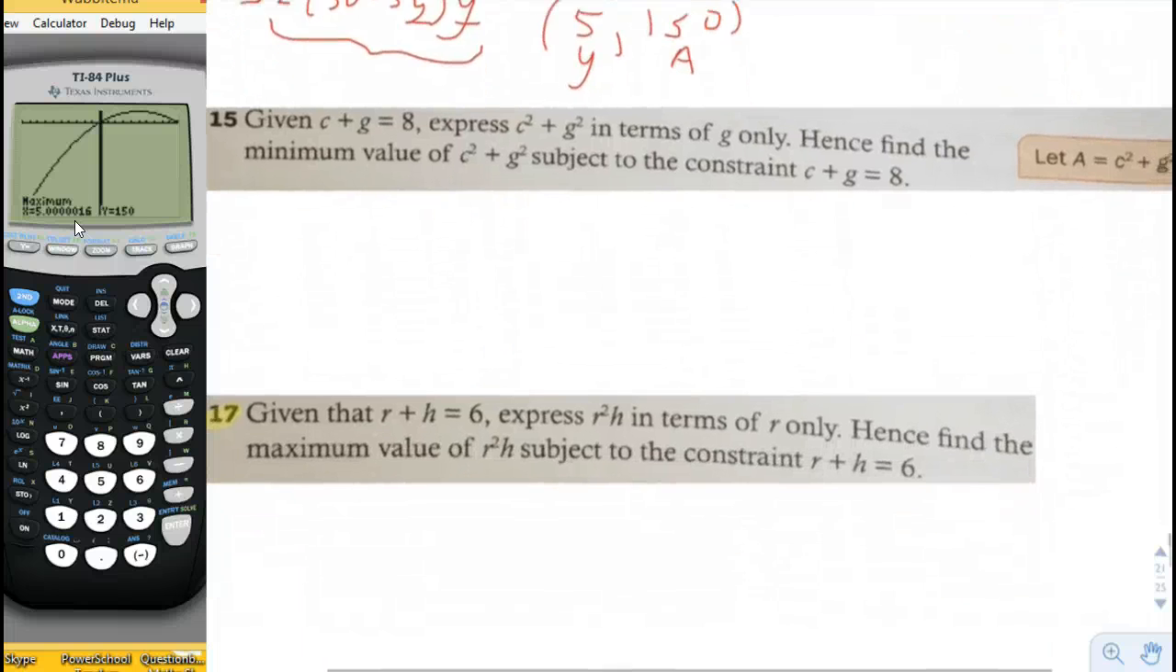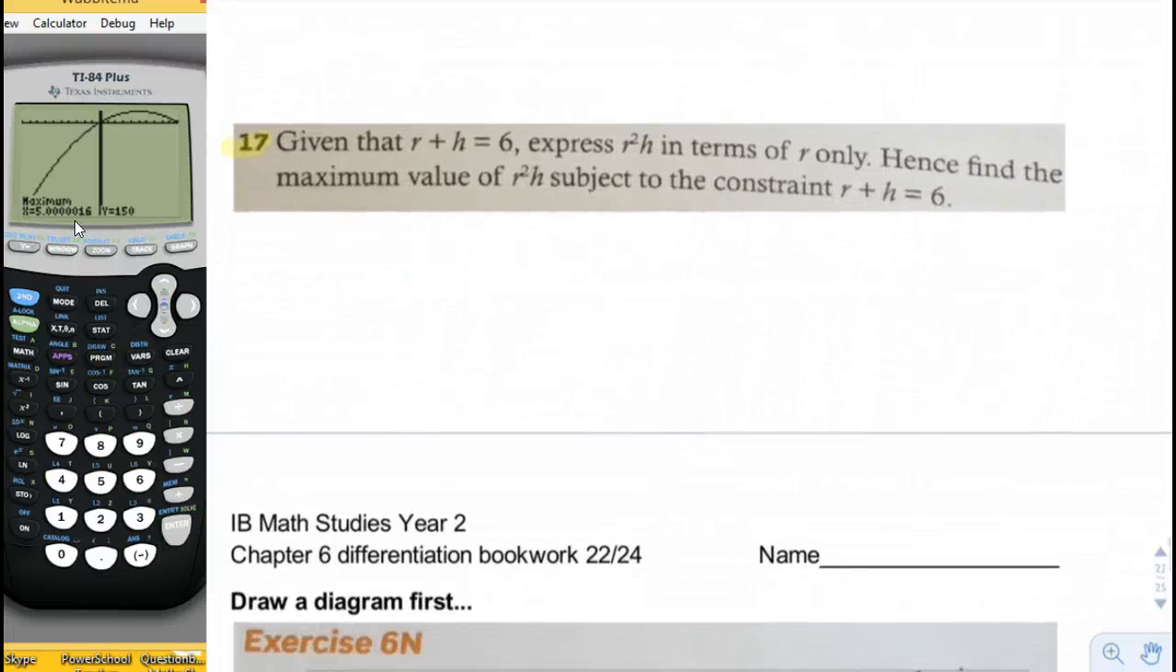Okay. 17. Given that r plus h equals 6, express r squared times h in terms of r only. Hence, find the maximum value of r squared h subject to the constraint r plus h equals 6. Okay, so let's just call this a because they don't tell us any other name for it. So we have a equals r squared times h, and it says find this expression in terms of r only. So we need to get rid of the h. How do we get rid of the h?